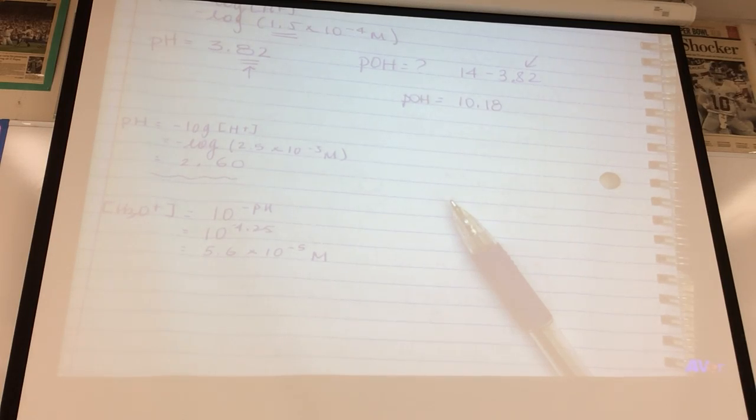Okay. So it says using Kw. So Kw is equal to that. Does this go with this? Or are these two separate? There are two separate problems with the same general premise.